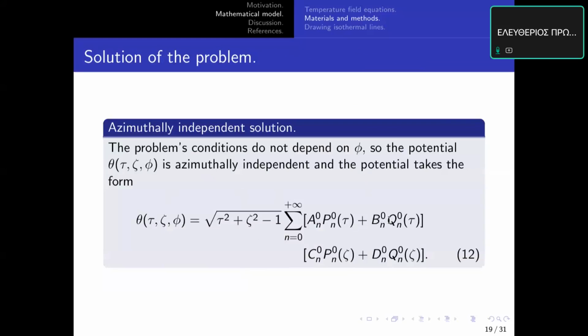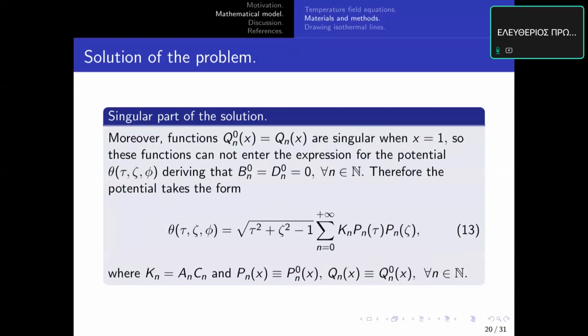Moreover, the functions Q, we know that they are singular when x equals 1, and therefore Q cannot be in the form of the potential that we are searching for. So the constants b and d are chosen to be equal to 0. And therefore, the function theta assumes this form.